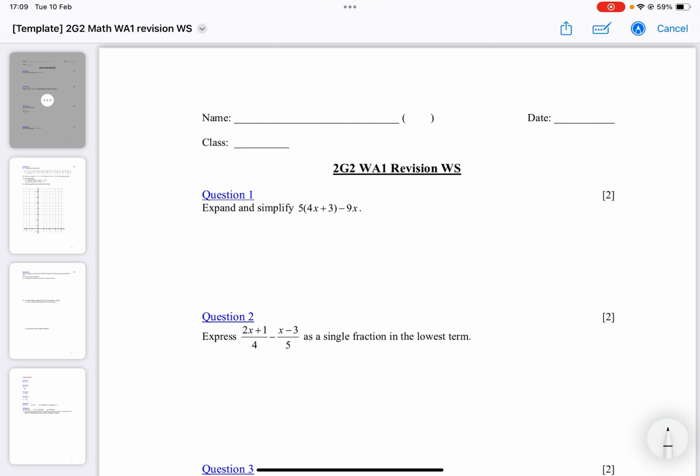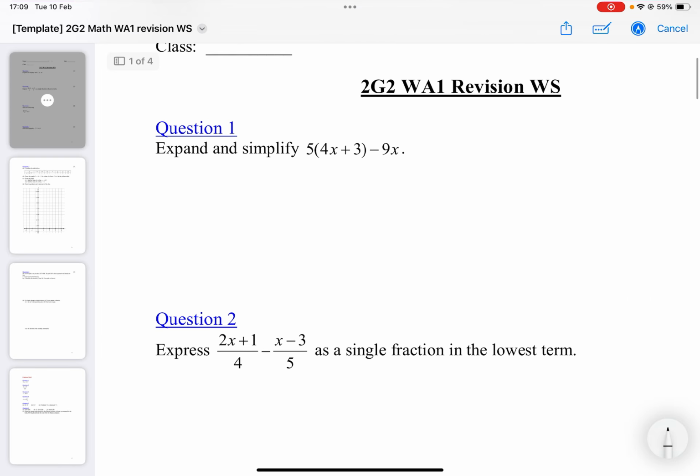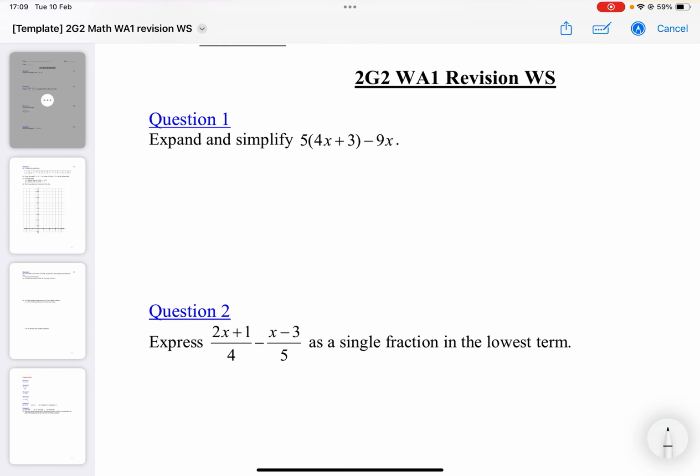Okay, this revision worksheet is to help you prepare for your WA1. The questions will be similar to your WA1. So go through this video if you still face difficulty doing all these questions.